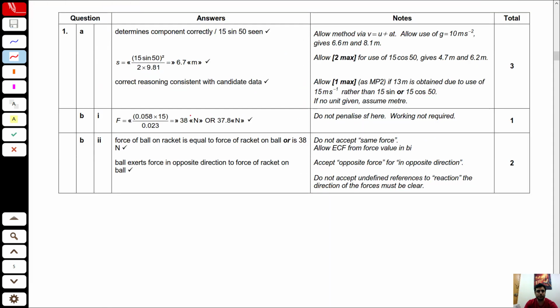Let's look at what the mark scheme says. Yes, the force of the ball on the racket is equal to the force of the racket on the ball, or you can just include the value there, 38, which was calculated from the previous part, and the ball exerts force in the opposite direction. So make sure you include these two keywords: equal in magnitude and opposite in direction. So the racket and ball exert equal and opposite force on each other. Okay, 2 marks.